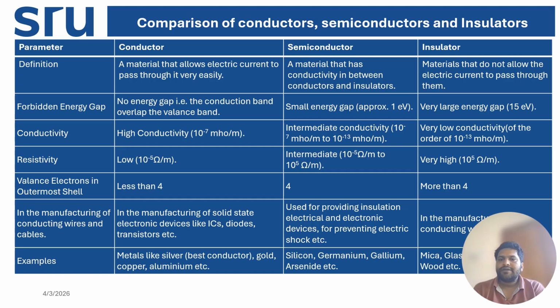And insulator has very low conductivity, on the order of 10 raised to power 13. The next parameter is resistivity. A conductor has low resistivity, a semiconductor has intermediate resistivity, and an insulator has very high resistivity. Valence electrons in the outermost shell are less than 4 for conductors. Valence electrons for a semiconductor are 4, and for an insulator more than 4.